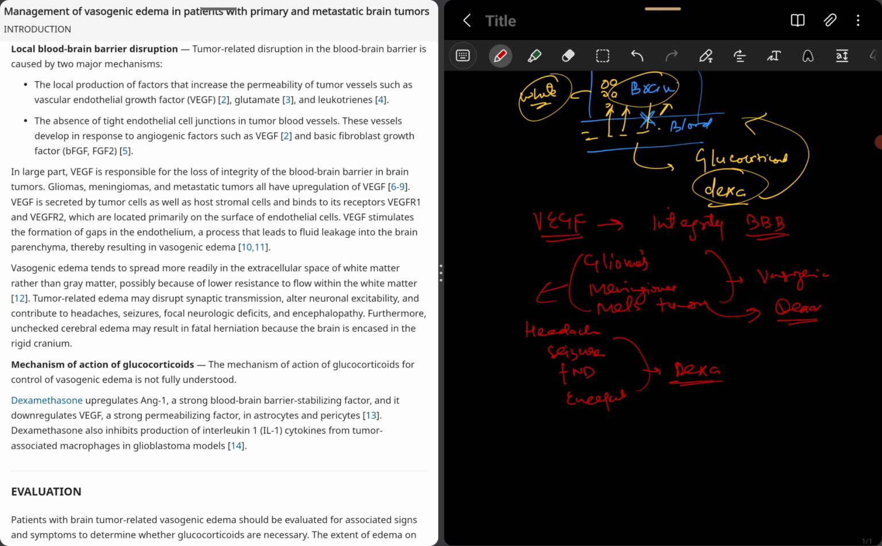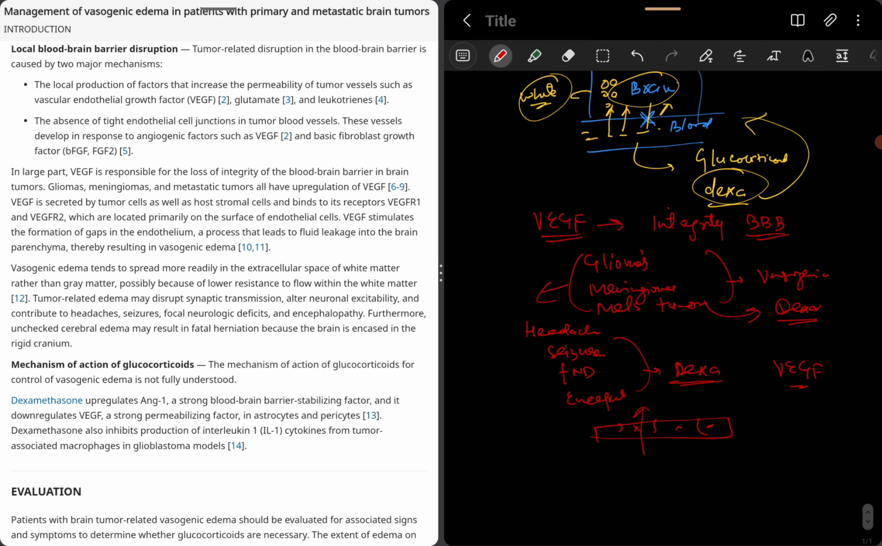Dexamethasone, how does it act? First, for that we have to know what VEGF does to the blood-brain barrier. VEGF is created by tumor cells, and it binds to its receptors, that is VEGF receptor 1 and receptor 2, which are located on the surface of the endothelial cells. And what VEGF does, if this is for example endothelium cells, it creates a gap between endothelial cells, due to which there is leakage of fluid into the brain parenchyma that leads to vasogenic edema.